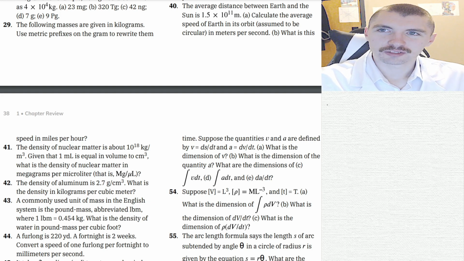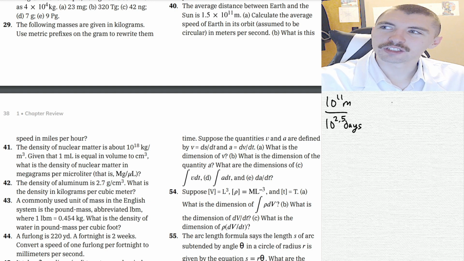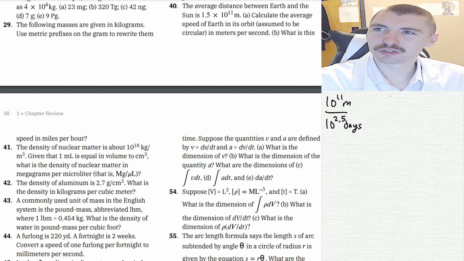Okay. 10 to 11 meters over 365 days. 365 days is 10 to 2.5. It's really, I don't know. I don't know if it comes down to the threshold. Like, are we saying 2.5?